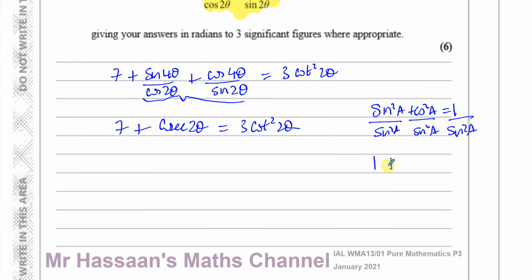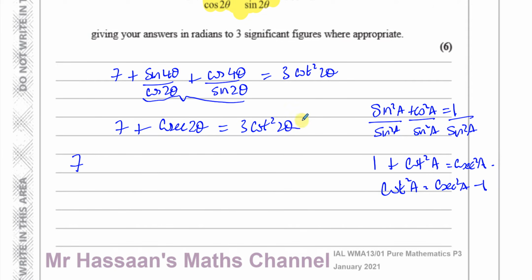This will give me 1 plus, now cosine squared a over sine squared a is tan squared a, sorry, this is not tan squared a, this is cot squared a. Cosine squared a over sine squared a is cot squared a, the reciprocal of tan squared a, and 1 over sine squared a is cosec squared a. So I know that cot squared a is the same as cosec squared a minus 1. Therefore, cot squared 2 theta is going to be cosec squared 2 theta minus 1.